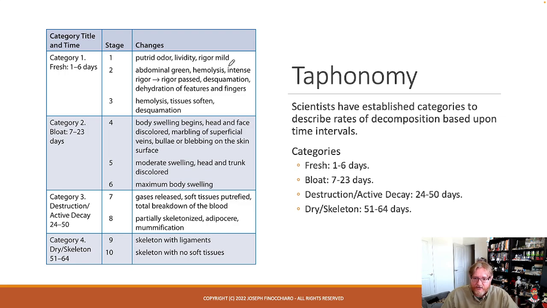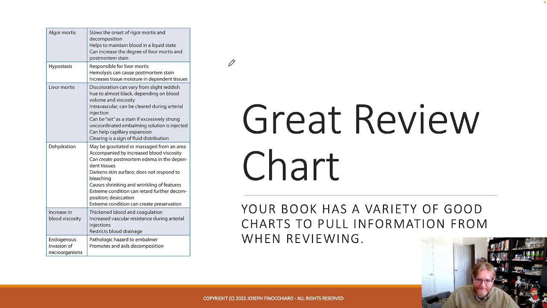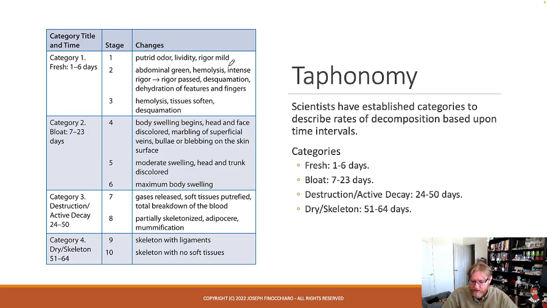Scientists have established categories to describe rates of decomposition based upon time intervals: fresh, bloat, destructive or destruction, active decay, and dry skeleton. So you can see that fresh is about 1 to 6 days, bloat is 7 to 23 days, so about a month. Destruction, active decay is about a month to 2 months. And then dry skeleton within about basically the end of a 2-month period. And then there are stages within that. Your book has a variety of good information, good charts to pull information from when reviewing.